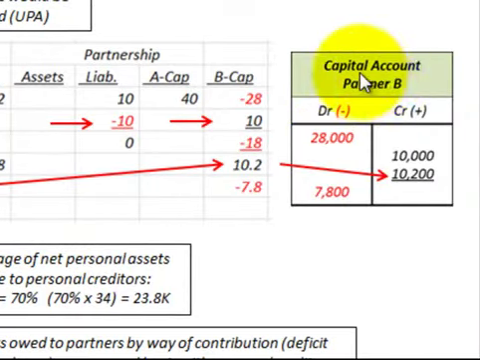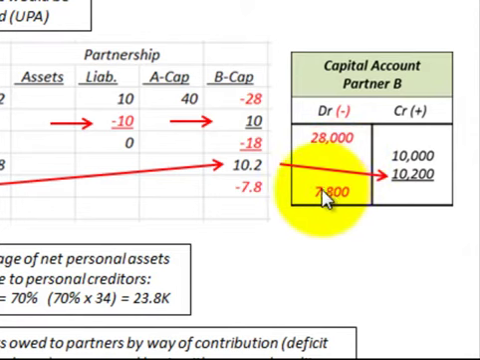If we move over to their capital account for partner B, you can see that we had the $28,000 deficit, and then we had that credit amount for the right of offset for that loan of $10,000, and then we also were able to credit it for the further contribution to that capital deficit of $10,200. So the net amount that we're sitting at is $7,800.